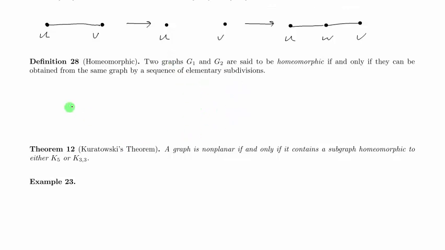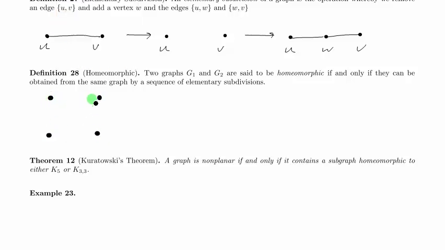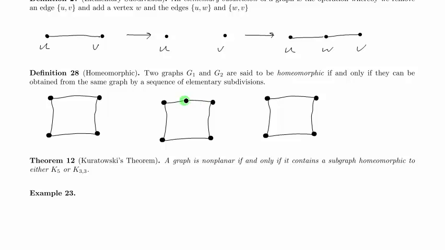So, for instance, if we have, let's say, that as our starting graph, then I can perform elementary subdivisions on that. Let's go ahead and just make a couple copies of it. I can start making elementary subdivisions. Let's say I put an edge there, put an edge there, put one there. And on this graph, maybe I split both of those. So these can both be obtained from this graph by performing elementary subdivisions.